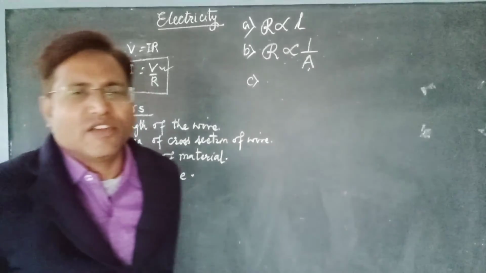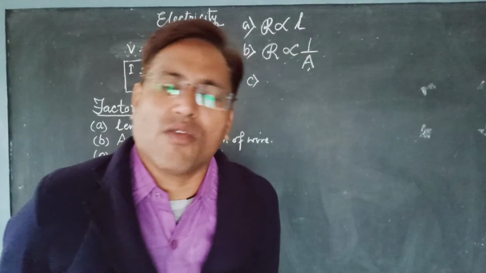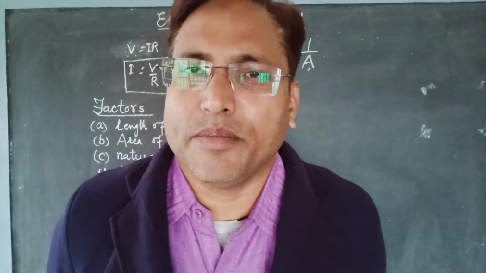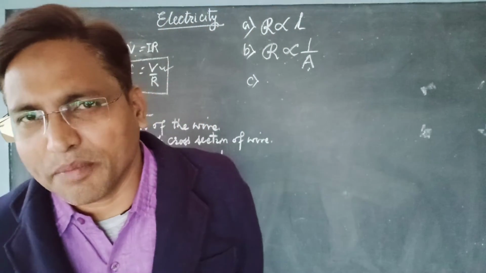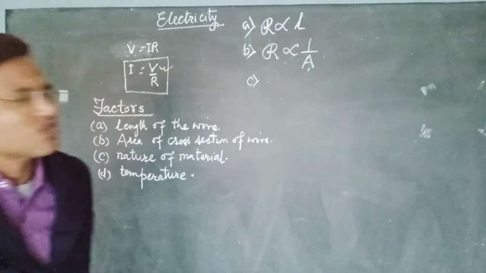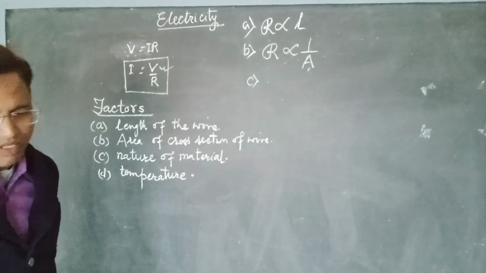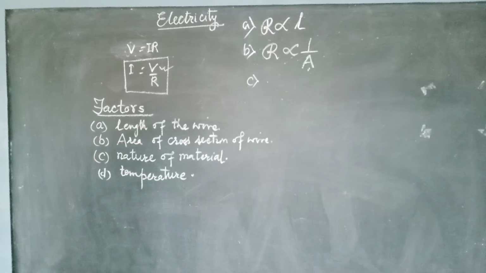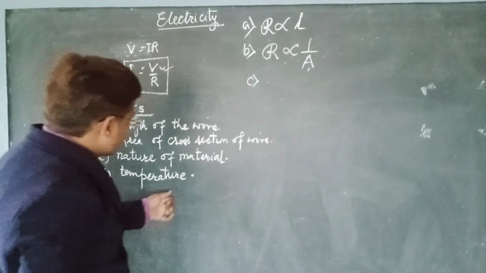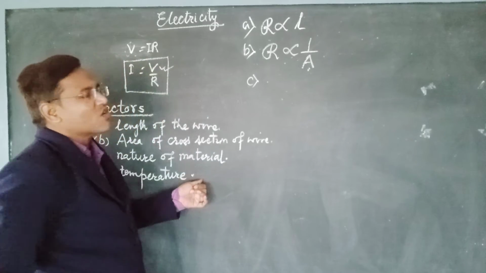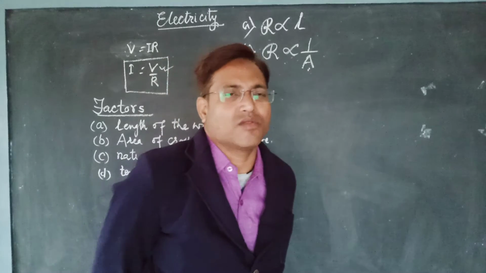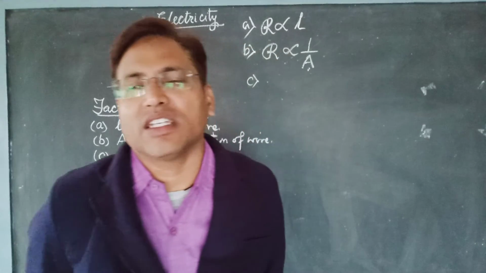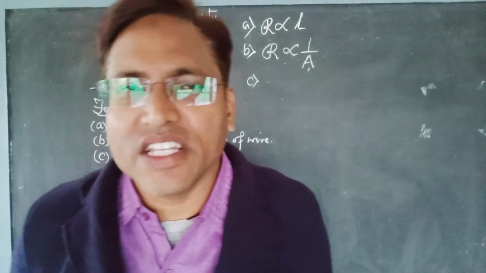Next we have temperature. As I told you, in the law I said at constant temperature, because when the temperature decreases or increases, the resistance also changes. The resistance of all pure metals increases on increasing the temperature and decreases on decreasing the temperature.